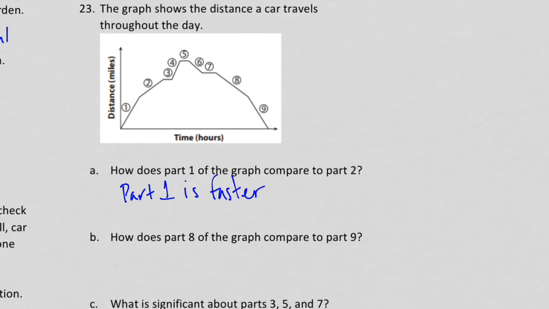B. How does part 8 of the graph compare to part 9? Same idea, 8 and 9. Notice that they're both going down now, which means that the car is returning to wherever its starting point was. But in this one, it's a little bit flatter. This one is a little bit steeper, right? So you can see this is steeper than that. If you were to walk on these, which one would be easier? This one. That means that the car is going slower here than it is here. The steeper it is, the fastest it's moving. So part 8 is slower. We can say in part 8, to be more correct, the car is moving slower.